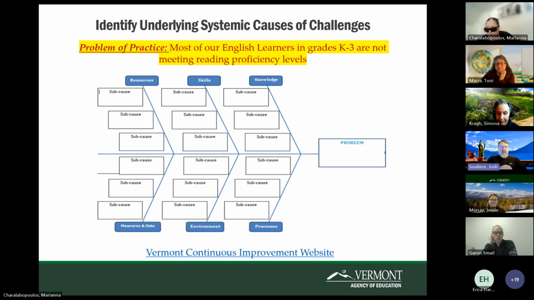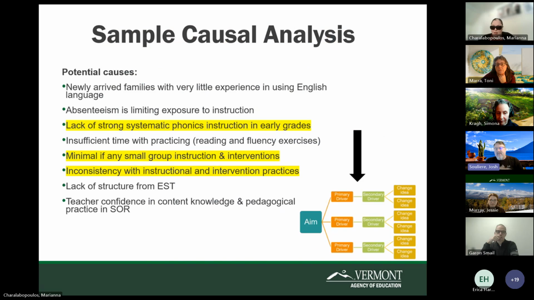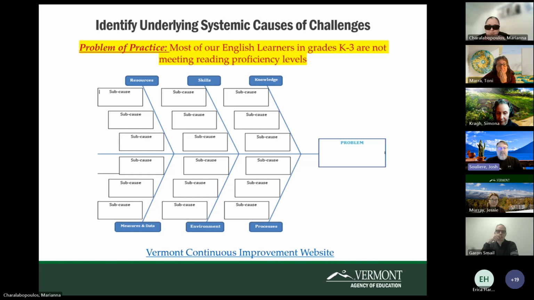All right, thank you, Tony. So based on the goals from the previous slide and the underlying problems of practice related to the goal, you can use a root cause analysis or cause and effect diagram, which is shown here, to uncover and confirm the underlying root causes of the challenges to ensure that you are solving the right problem. In this example, the problem of practice we're using is most of our English learners in grades K-3 are not meeting reading proficiency levels. So then you brainstorm broad categories of causes, which are the areas here shown in blue. Then you'd brainstorm and record the list of causes for each category you have chosen.